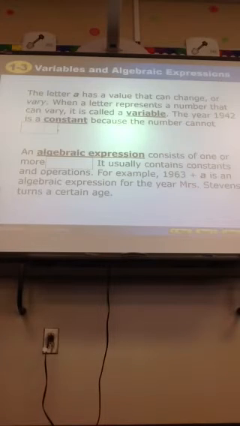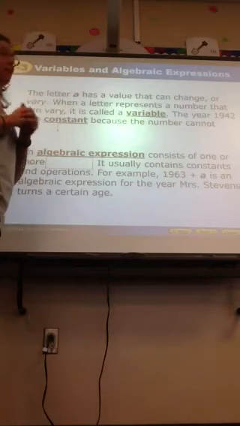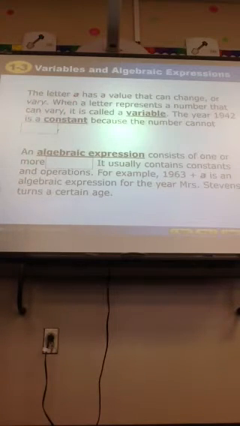So the year 1942 is constant. Okay, the year he was born is never changing. That's why it's called a constant, because that number can never change. So change goes in your second blank on the second slide.